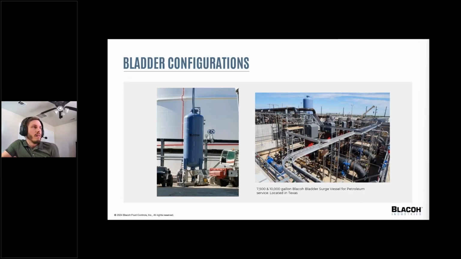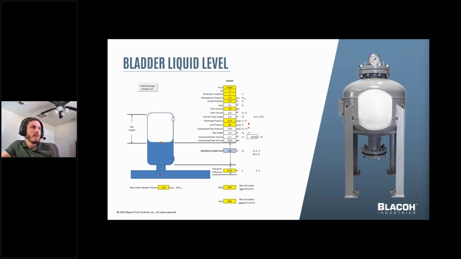And here's an example of one that uses a catching flange. You can't really see it because it's pretty small up in the manway connection. But these are a couple 7,500 and 10,000 gallon vessels in petroleum service in Texas. So that's kind of showing you the bladder, but I want to get into pre-charge and some of the limitations there.